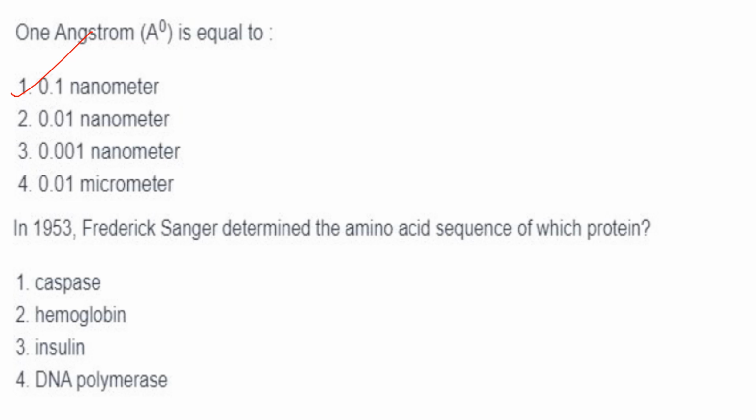Then in 1953, Frederick Sanger determined the amino acid sequence of which protein? So Frederick Sanger determined the amino acid sequence of insulin. Caspase is involved in apoptosis. Hemoglobin, you know, is the oxygen carrier in the red blood cells. DNA polymerase is involved in DNA replication. So the amino acid sequences of these 3 enzymes were not determined by Frederick Sanger. It is insulin that he has determined.